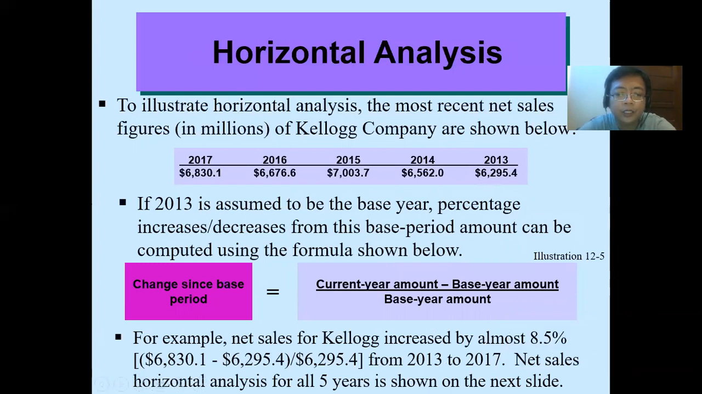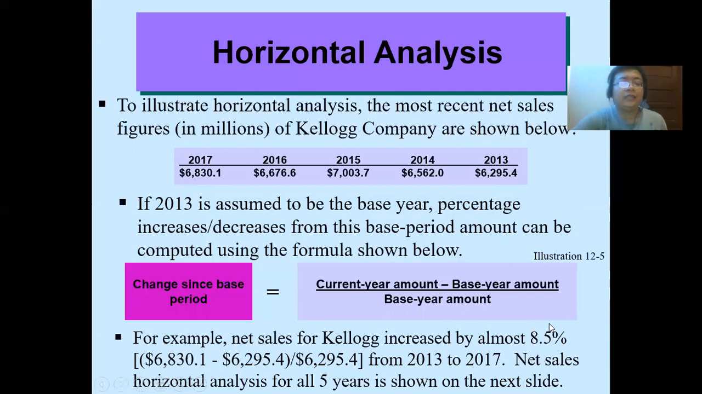For example, we want to compare 2013 to 2017. Kellogg increased by almost 8.5% by just deducting 2013 from 2017 and dividing by 6,295. So from 2013 to 2017, you have increased by 8.5%.